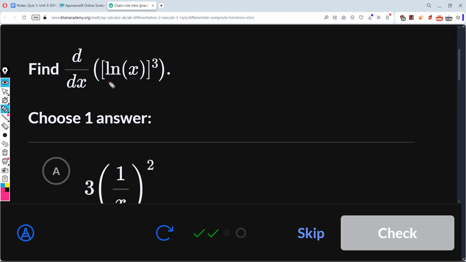All right, so this right here is the inner function. We're going to leave that alone at first. Power rule, this is to the third. We take that power or exponent and move it out front. Leave the inner alone, so that's going to be ln of x. Power rule, decrease the exponent by 1, so 3 minus 1 is 2.